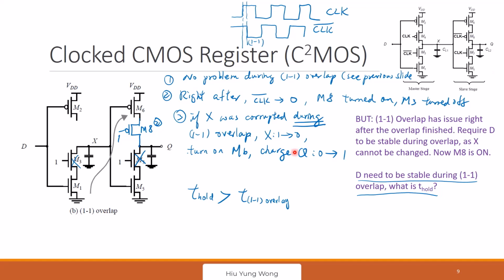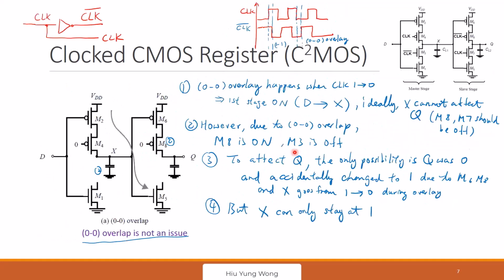Professor, if we wanted to define T 1-1 overlap for this schematic, how would we do that? Like, would that be the sum of the delays of which transistors, in which path? It is the delay between clock and clock bar, right? What is the delay between them based on this? So just the buffer. Yep. T hold, or I mean 1-1 overlap, for the buffer, right?